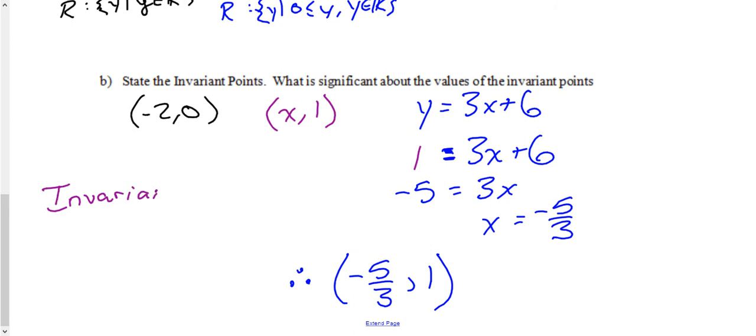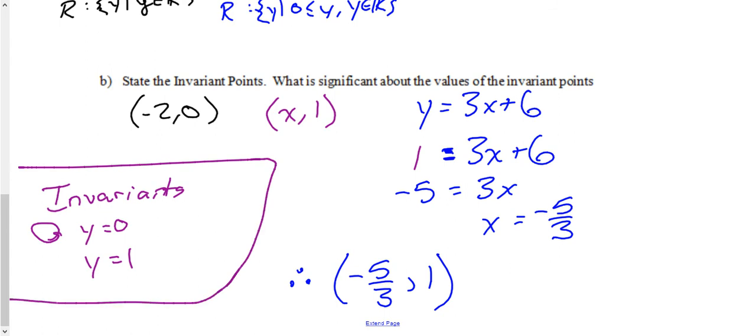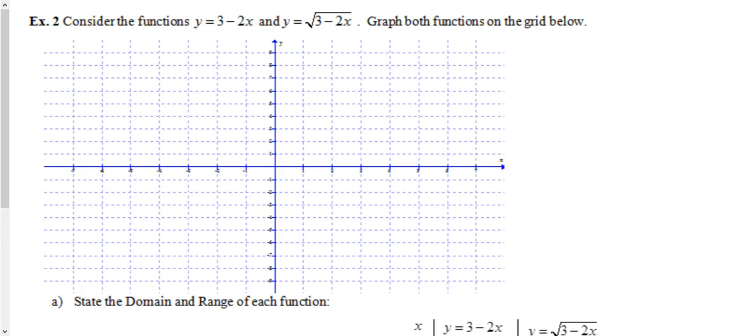Invariant points at, sorry, that's an at symbol, at y equals 0 and y equals 1. And so for radicals, we're always going to look at these coordinates when y equals 0 and y equals 1 for our invariant points.